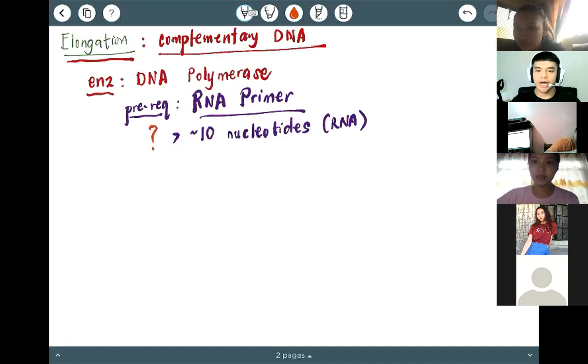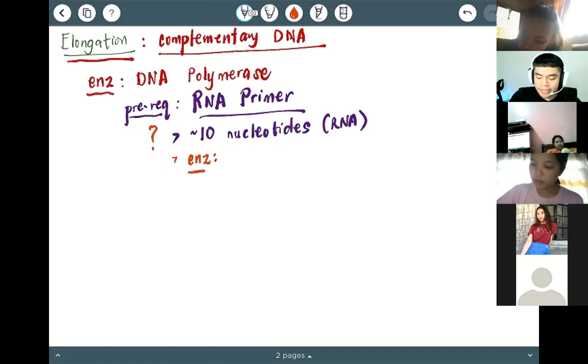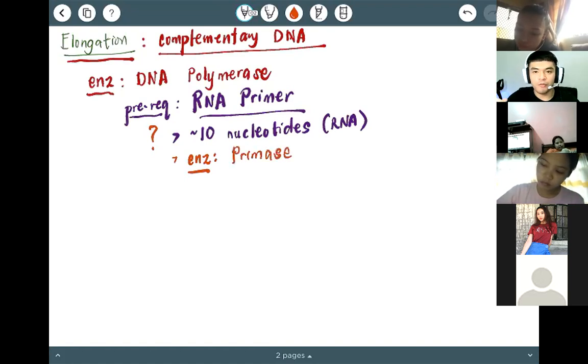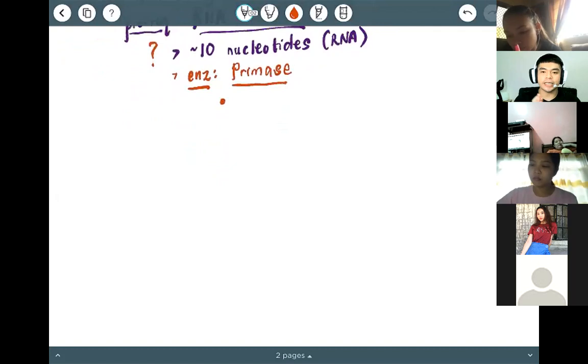Another question. Sir, saan manggagaling ang RNA primer? Siyempre, isi-synthesize siya. Gagawin siya ng ating katawan. Ang gumagawa ng RNA primer ay isang enzyme, and that enzyme is called the primase enzyme. I repeat, the enzyme responsible for the formation of the RNA primer is the primase enzyme. Kaya at this point, i-discuss natin ang mga properties at characteristics ng primase.